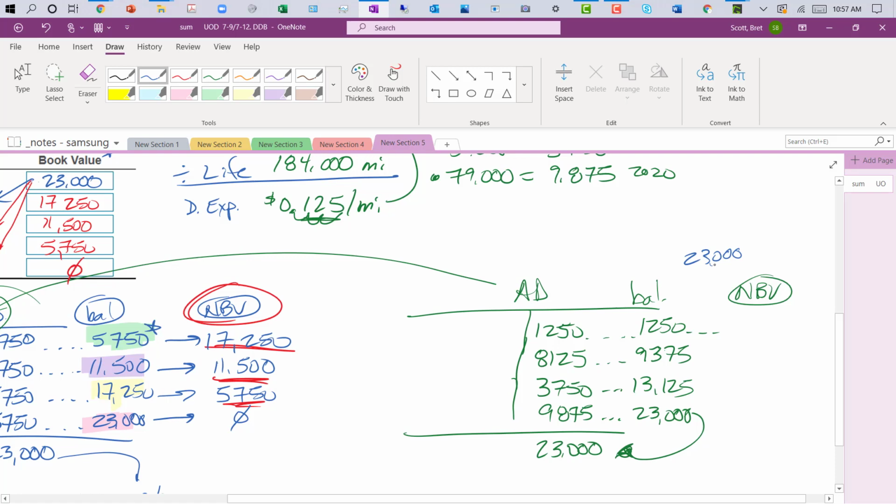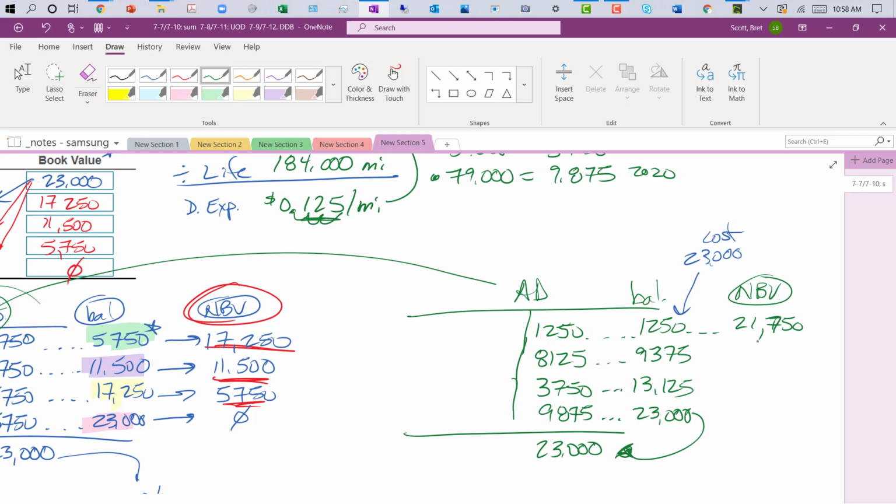That's the cost. I'm subtracting off the balance in accumulated depreciation. So in this case, the net book value is going to be, do the math on this one. Let's double check. 23,000 minus 1250, 21,750.